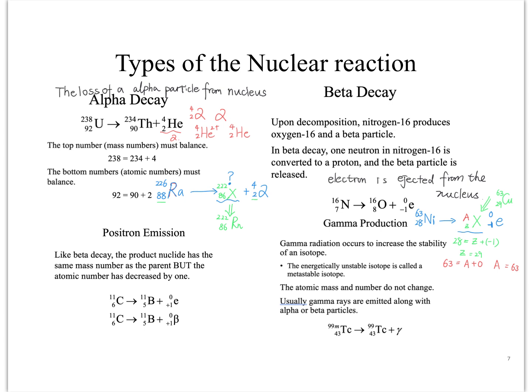And the last one is called gamma emission, the gamma ray. For a gamma ray, again, it is not a particle, it's just pure energy. So whatever is here will not change the numbers, because a gamma ray has neither charge nor mass.